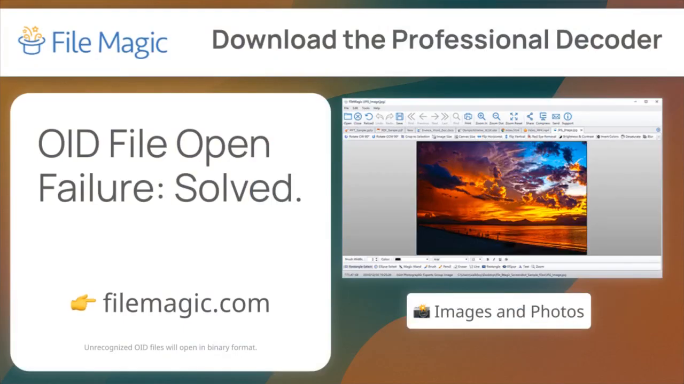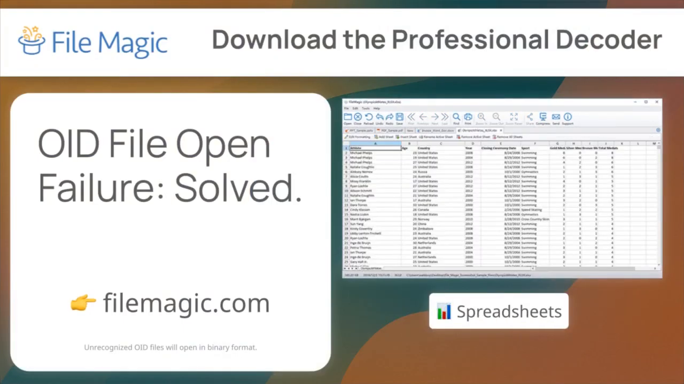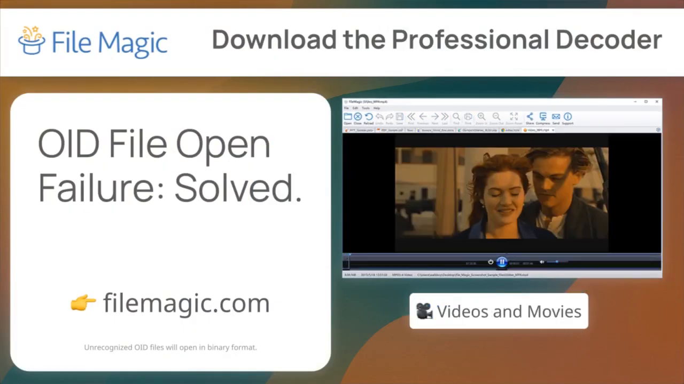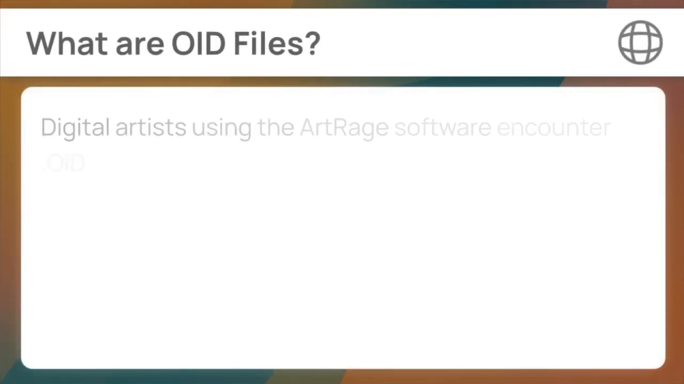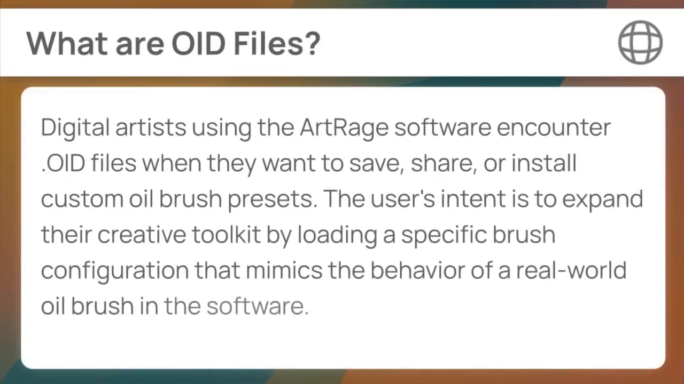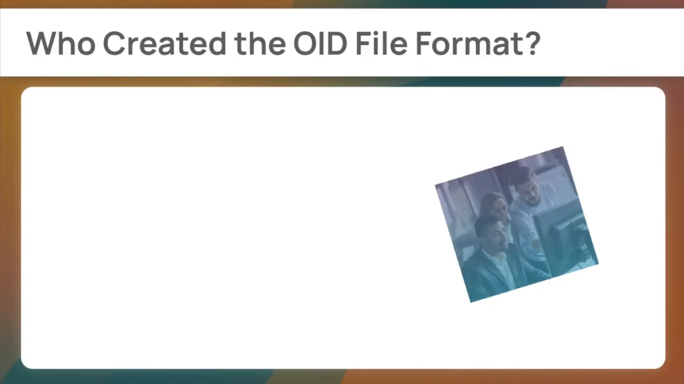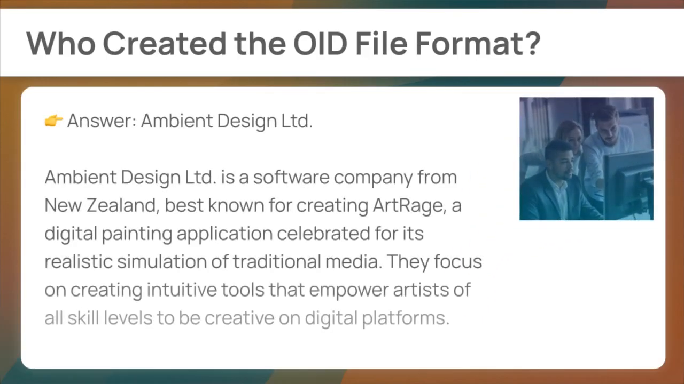We are going to maximize results with a single, highly effective OID file inspection program that provides coverage for a wide range of formats. Digital artists using the ArtRage software encounter .oid files when they want to save, share, or install custom oil brush presets. The user's intent is to expand their creative toolkit by loading a specific brush configuration that mimics the behavior of a real-world oil brush in the software.